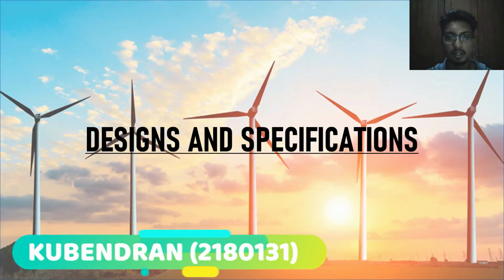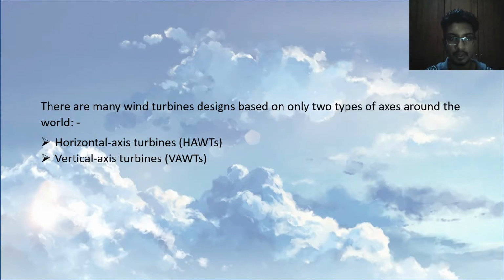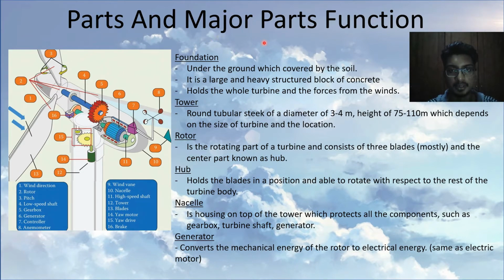Hello everyone, I'm Kubendran, son of Angamuthu, and I'm here to talk about designs and specifications of a wind turbine. There are many wind turbines designed based on only two types of axes around the world. The first is the horizontal axis turbine, known as HAWTs, and the second one is the vertical axis turbine, known as VAWTs. Parts and major parts function.